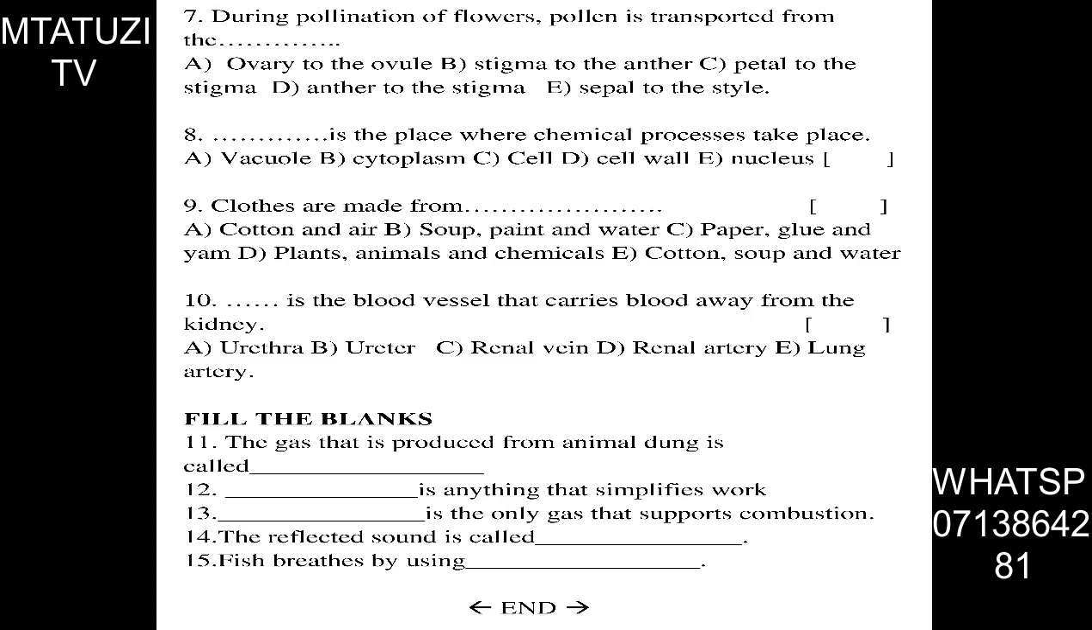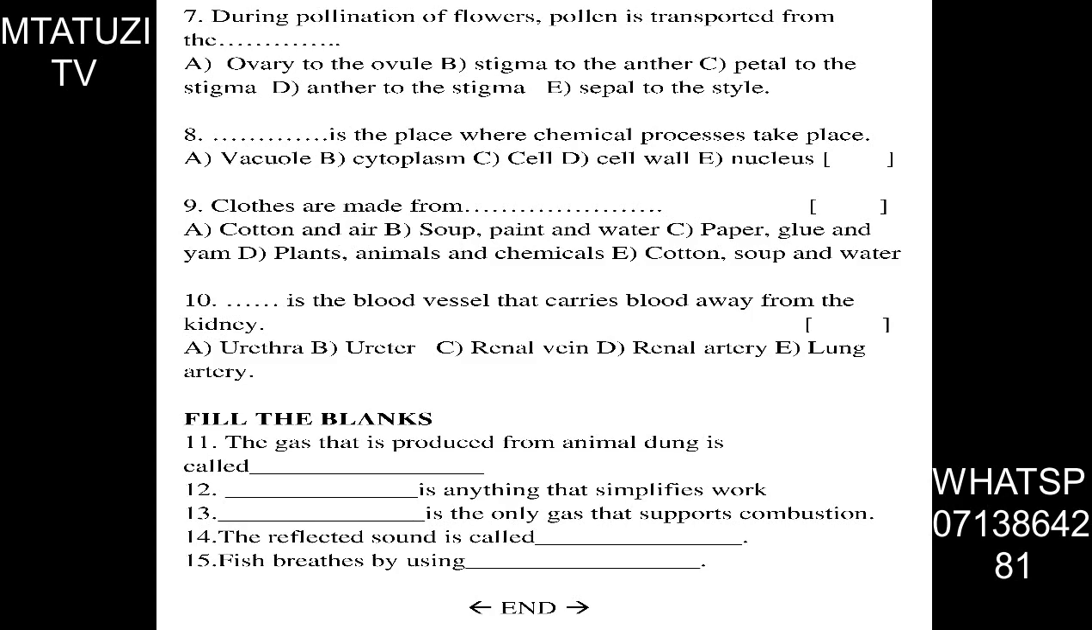A, ovary to the ovule; B, stigma to the anther; C, petal to the stigma; D, anther to the stigma; E, sepal to the style. So during pollination of the flowers, pollen is transported from the dash. You have to choose the best answer among the alternatives given.